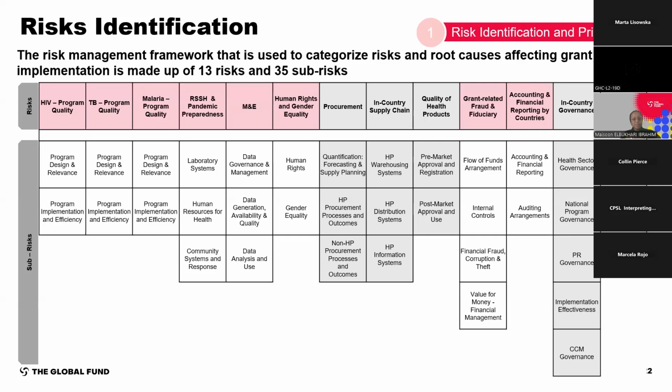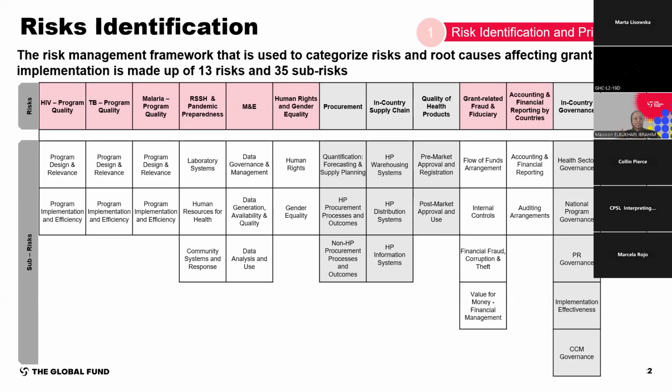The country-facing risks also include 2 finance-related risks, one on fraud and fiduciary, and one on accounting and financial reporting. And as aligned with the strategic priorities, the in-country governance and health financing are critical for the achievement of our mission. You will also see that we have 35 sub-risks that feed into the broader country-facing risk category.